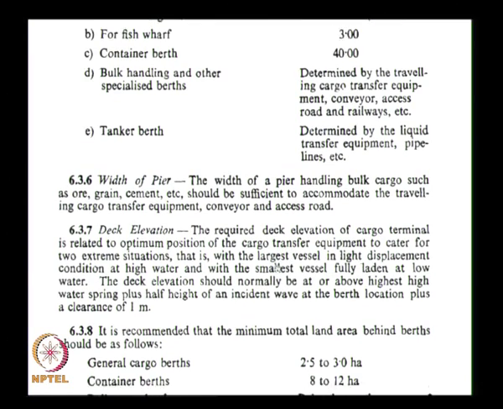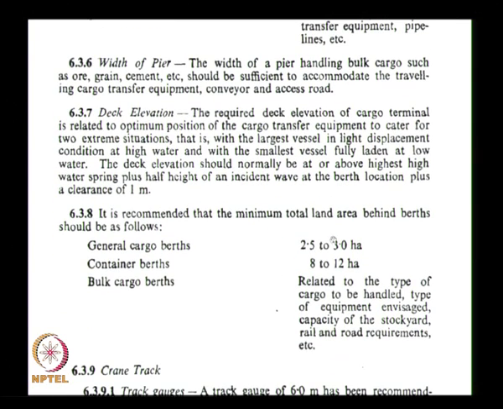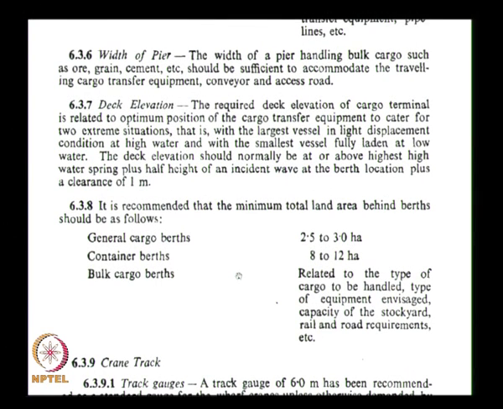Then another important parameter is what is the land area required behind the berths. This is very important because the land space available is very less nowadays, so you have to go in for optimum space size. Generally container berths need higher storage area compared to general cargo, and this is given as 2.5 to 3 hectares and 8 to 12 hectares.